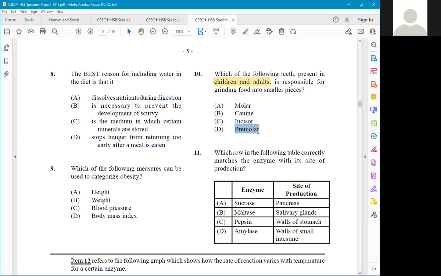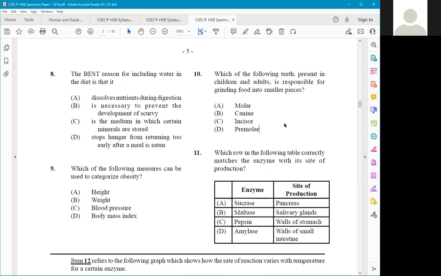This is a really, really tricky question. I think I'll be using it in the future. Everybody knows that molars are used for grinding food into smaller pieces, but they're going to ignore, from the reading, children and adults. And just like I said, when you're doing the fast reading and scanning answers while you're reading, you could make that mistake right there. The answer is D.